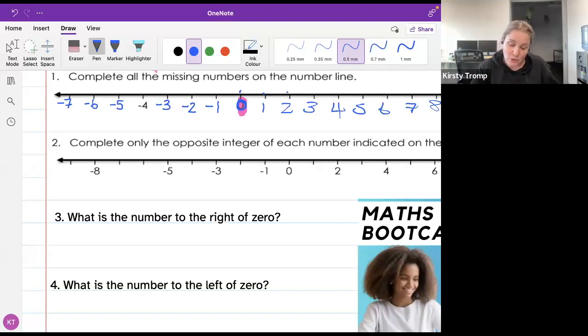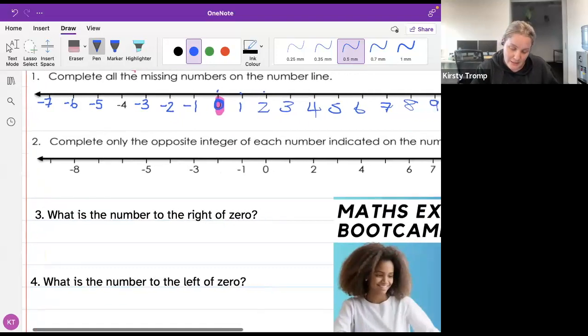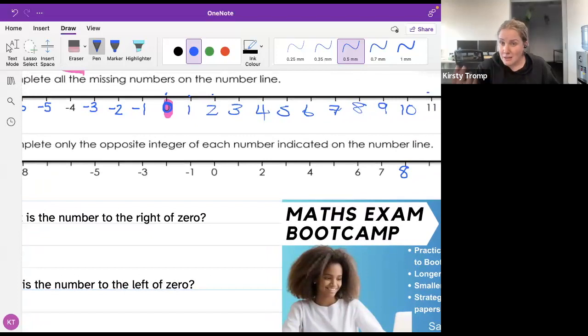So I'm going to go to the opposite side of my number line, and I'm going to find where 5 is. So where would 5 be? 1, 2, 3, 4, 5. All right.